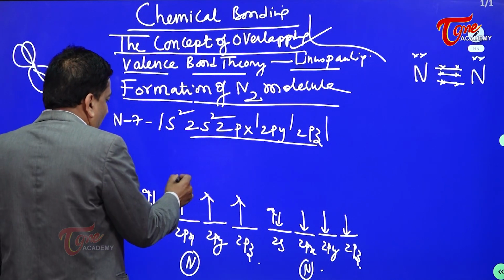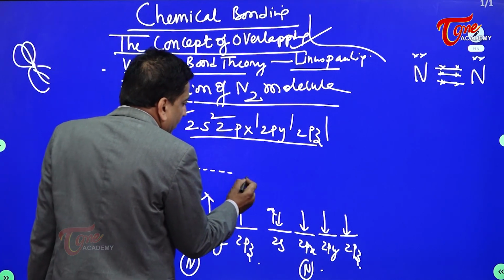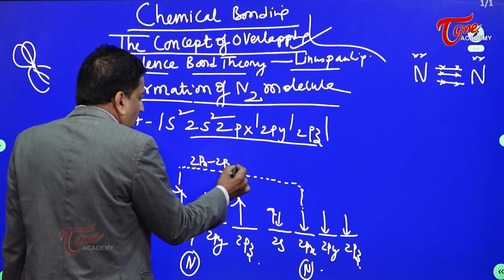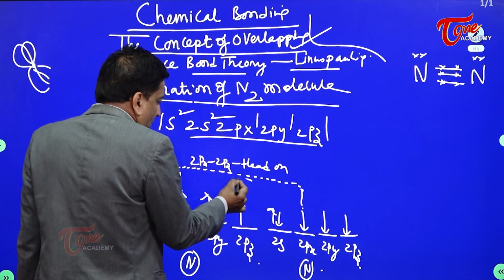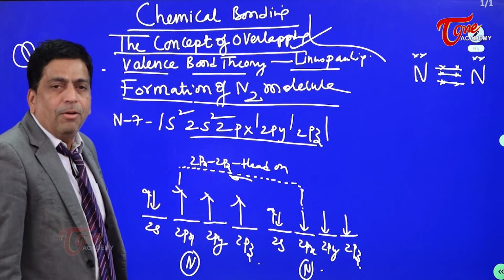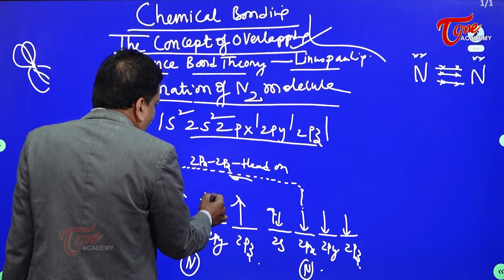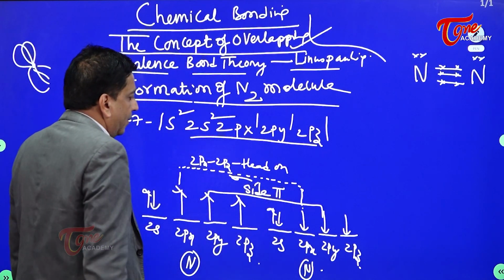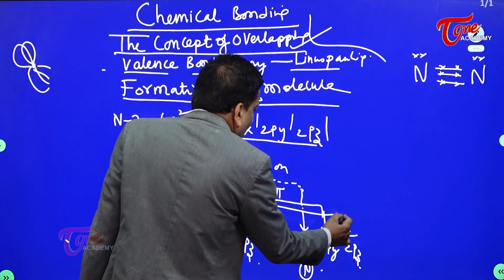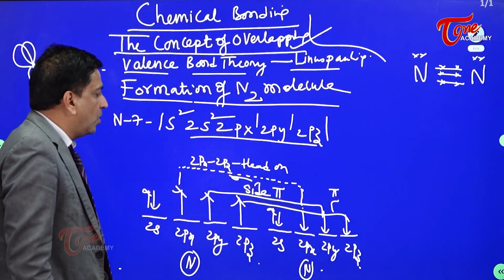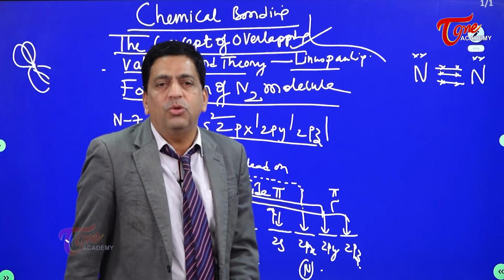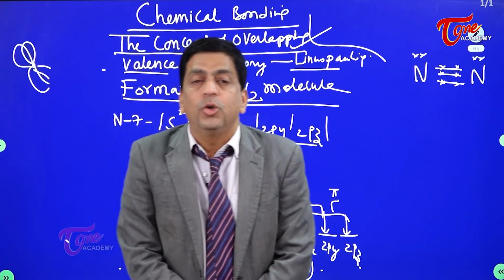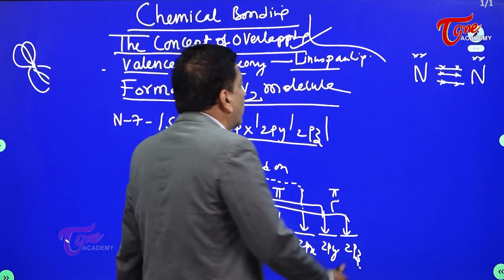Let us overlap 2px and 2px overlapping. This 2px will overlap, and this will be head-on. And that results in sigma. Right? And these two now will be parallel to one another. This is sidewise, and that results in pi. And this also sidewise will result in pi. You must understand. And all these possess opposite spins. Let us give a pictorial for this. Look into this. X, Y, Z are mutually perpendicular. So I draw two sets of mutually perpendicular orbitals. Look here.